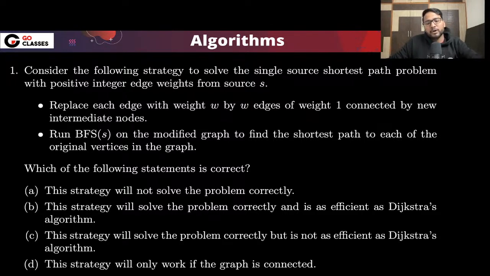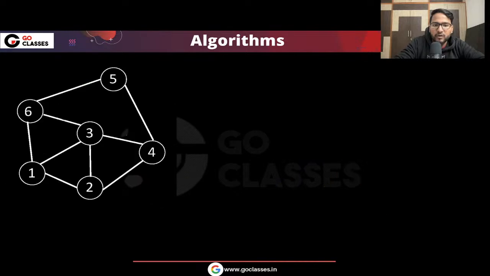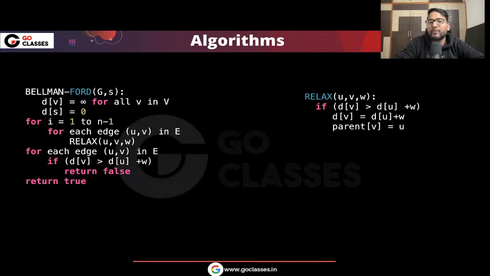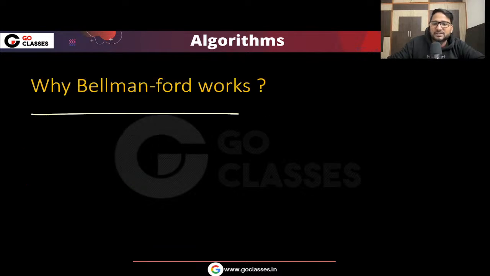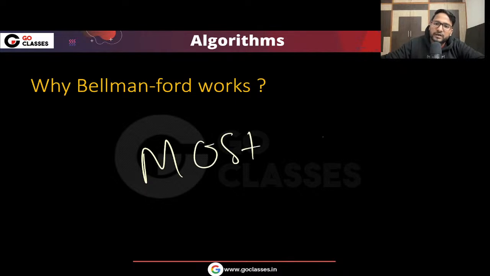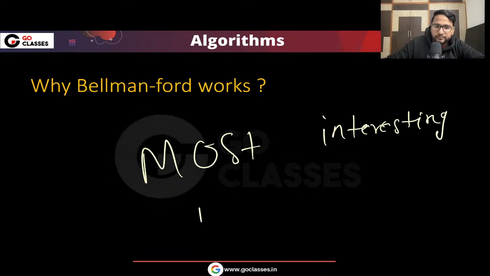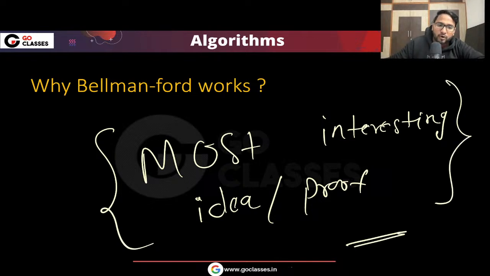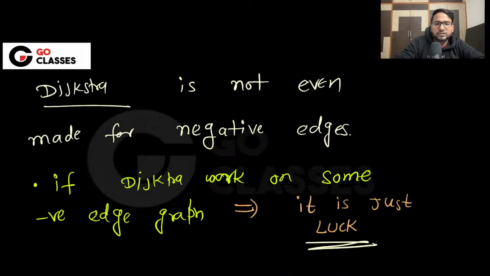Now I hope you understood that about the Dijkstra. Now let's just solve a few questions. I think we have many questions here. And then we will see the Bellman-Ford, and I will tell you why Bellman-Ford works. Just like Dijkstra, I will also tell you why; this is the most interesting proof, a very nice idea of why Bellman-Ford works. Don't worry. So for now, let's just solve a few questions here.